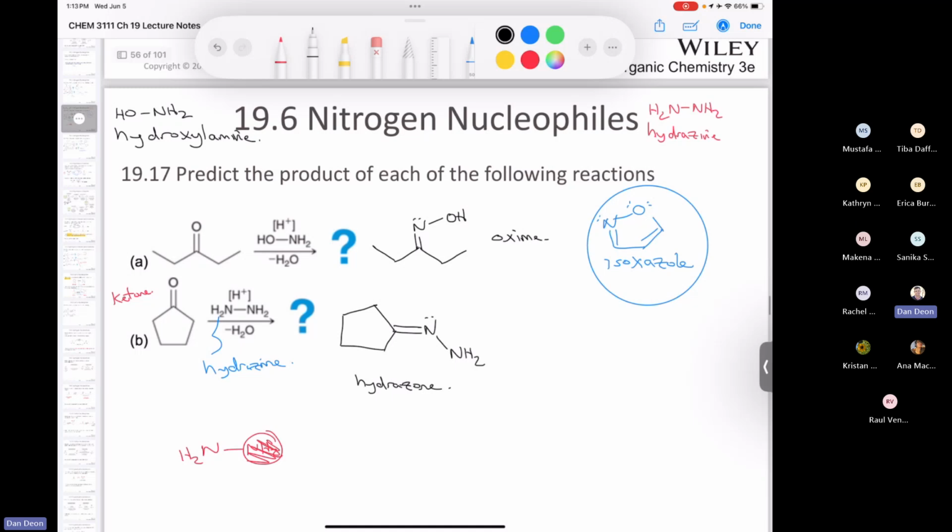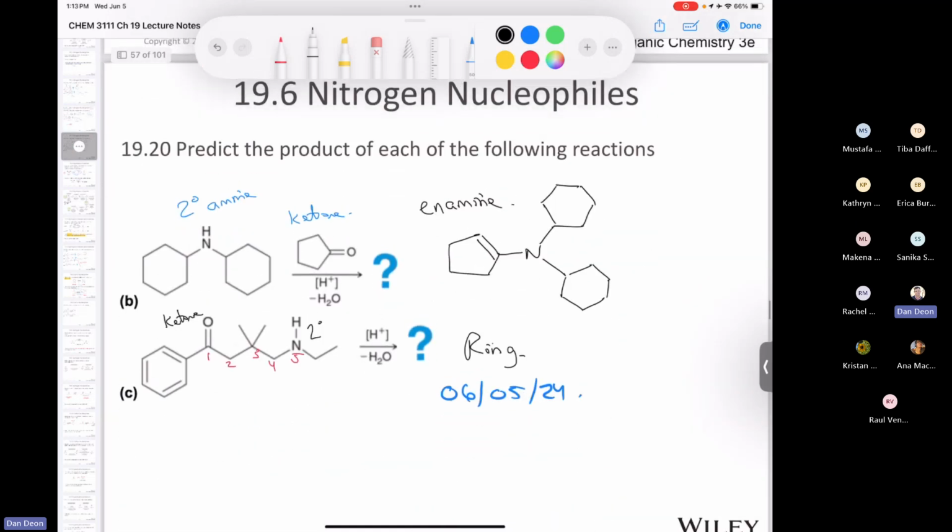All right, so continuing on. The next one is a little bit more tricky, 19.20b, because in here, we're not going to form an imine. We're going to form an enamine. Why? Because we have a secondary amine and we have a ketone, but now they're in the exact same compound. And so when we have the reaction between the nitrogen, remember the first step of the mechanism is a nucleophilic attack by the nitrogen on the carbonyl carbon. So we end up forming a 5-membered ring.